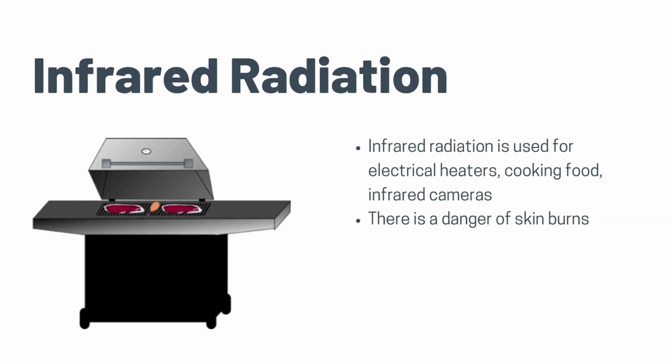Infrared radiation, otherwise known to us as heat, is used for electrical heaters, cooking food, and infrared cameras. If you were to put your hand underneath a grill and experience infrared radiation, you would have a danger of skin burn. So what do you need to memorise about infrared radiation? Its uses: electrical heaters, cooking food, and infrared cameras.